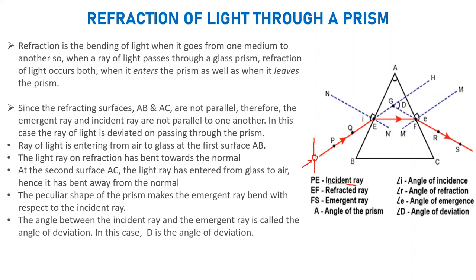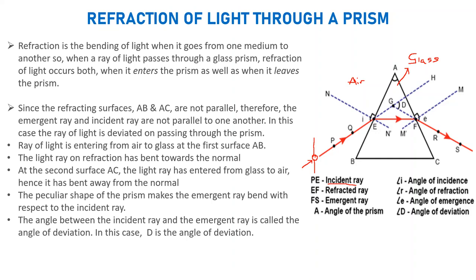Now this is the surface of my prism. As you know, the outside medium was air. Air is a rarer medium. This is air, and this is my glass, and as we know that glass is denser than air, so the optical density of glass is different and optical density of air is different. So whenever the light enters from a rarer medium to the denser medium, what will happen? It will bend towards the normal. So PE has bent towards the normal.